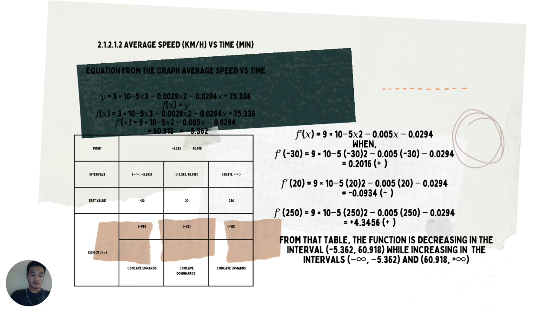For the average speed versus time calculation, we also get the equation from the graph of average speed versus time. For x1 we get 60.918. For x2, from the equation we get negative 5.362. So this is the data given. You can see that.